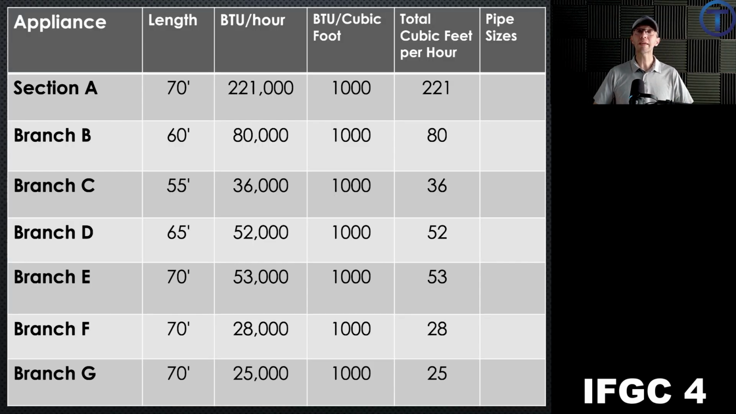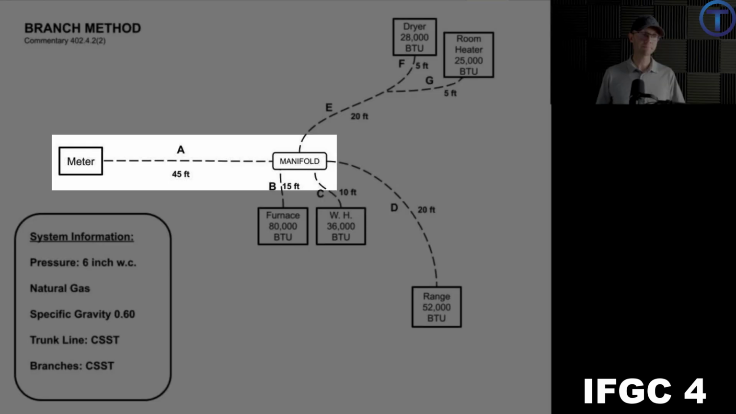Please remember, we're doing the branch length method, so our lengths are going to vary. We may be using different lines on the sizing table depending on the branch. But we'll use the length, we'll use the cubic feet per hour. Let's go to it. We've got section A with 70 feet, 221 cubic feet per hour.